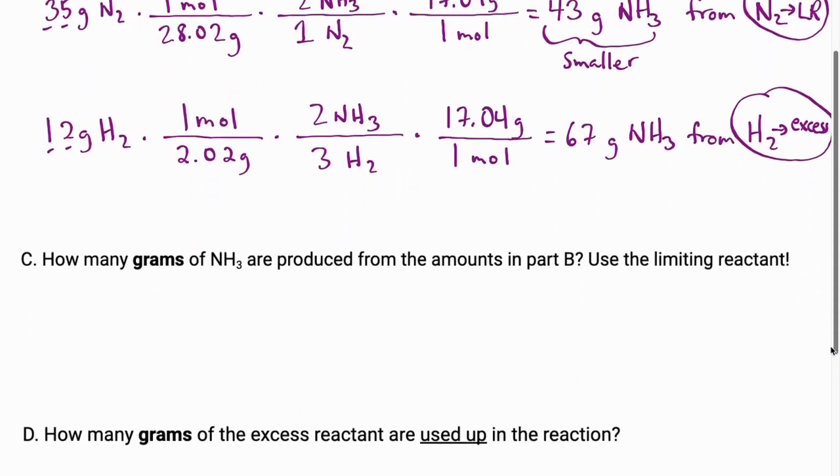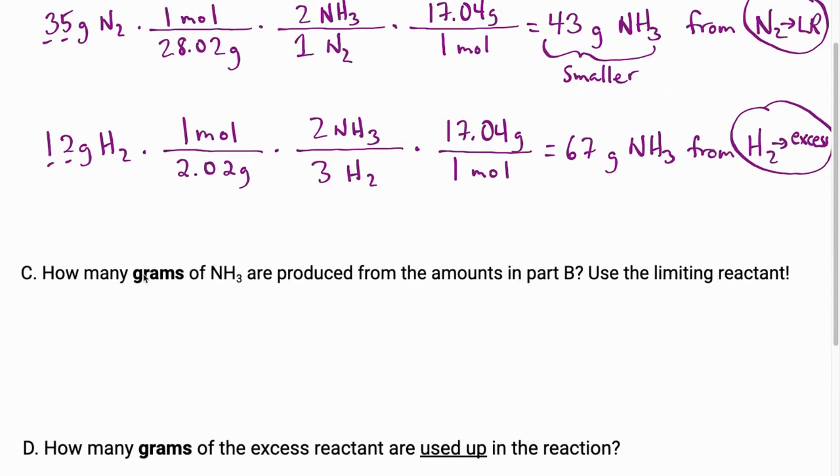Now part C is really easy because we've set it all up here. We've done all the work for part C right up here. So we can just say our smaller amount of NH3 is what's produced. So we can just write down here 43 grams of NH3 are produced.